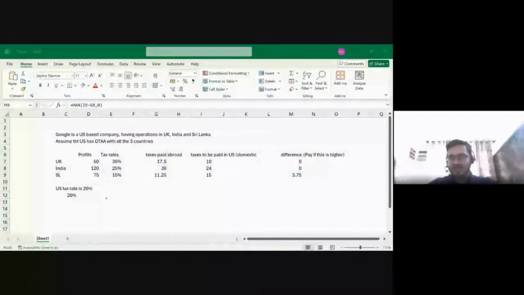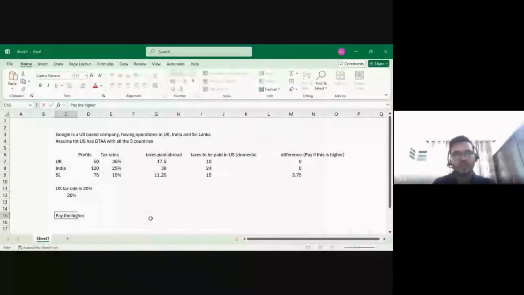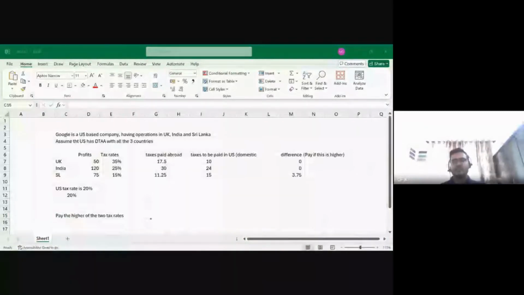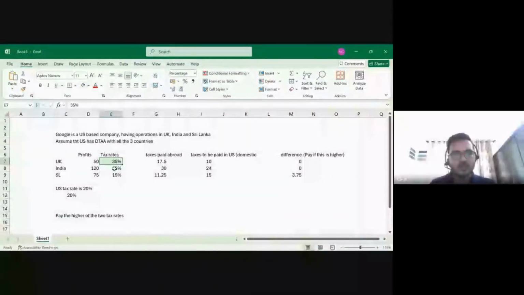The idea behind DTAA, the logic behind DTAA is very simple. Pay the higher of the two tax rates. So that is how it is structured. You will always pay the higher of the two tax rates, which means between 35 and 20, 35 is higher. 25 and 20, 25 is higher. 15 and 20, 20 is higher. So you'll end up paying this. So if I structure it, it will be 20, 20 and 20. Here you will end up paying 20 in total. But this is just a shortcut.